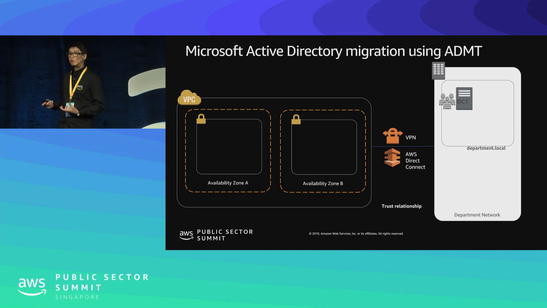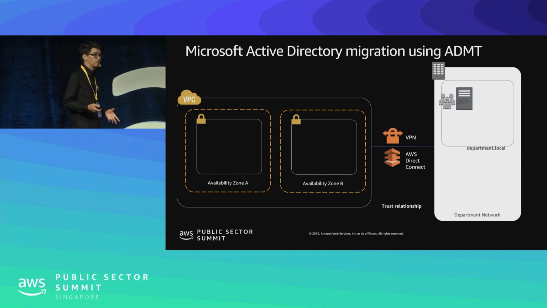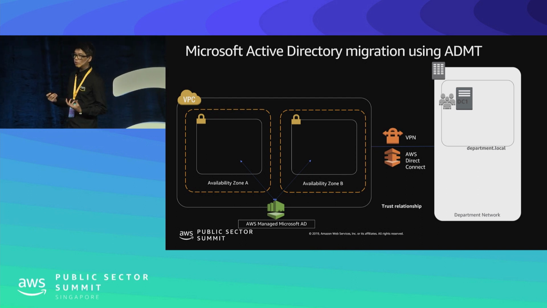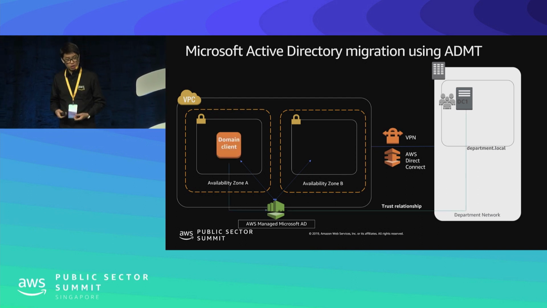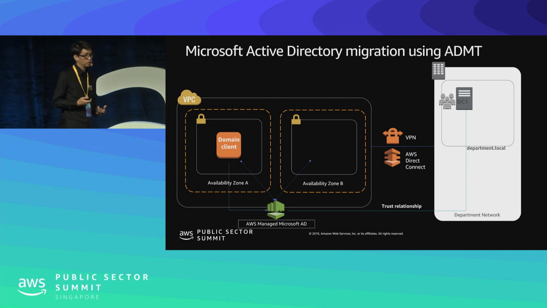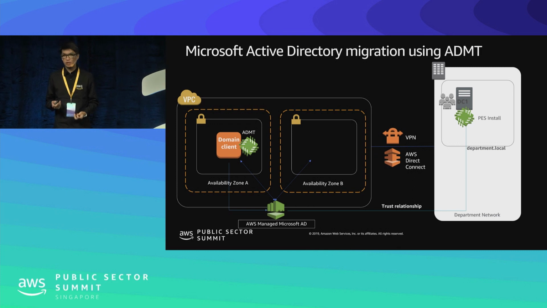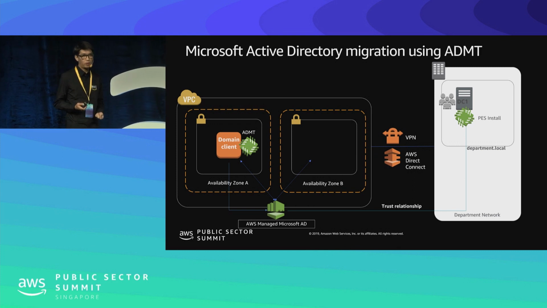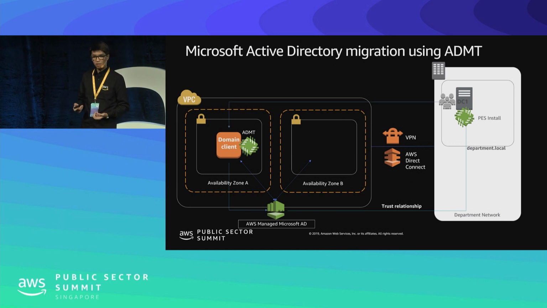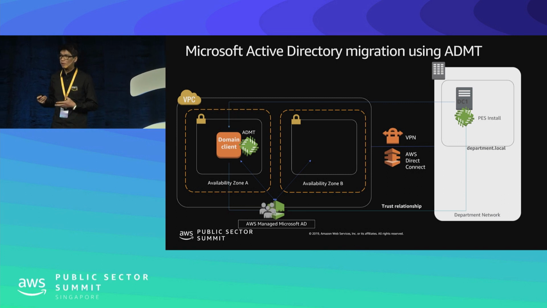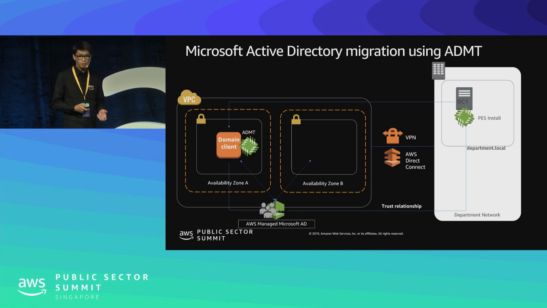So how about if I want to migrate my AD? I want to go all in on AWS. So I want to actually migrate my whole AD onto a Microsoft Managed AD, such that I will deploy a Managed AD across 2 availability zones. I have 2 domain controllers on AWS. I will create a domain client and connect it to the Managed AD itself. And with that, I will deploy ADMT, the Active Directory Migration Tool, as well as the PES, the Password Export Server, on the on-prem AD. As such, I have connectivity to the domain client as well. And with that, I'm able to migrate everything from the existing on-prem AD onto Microsoft Managed AD.